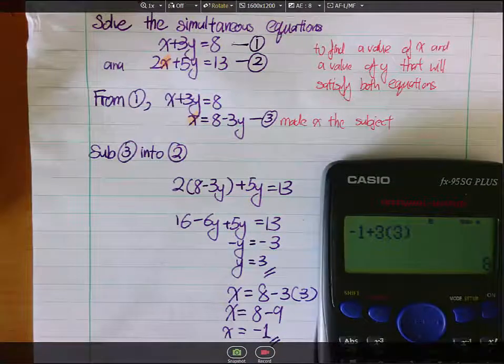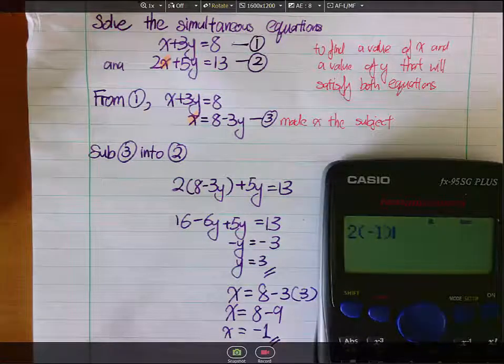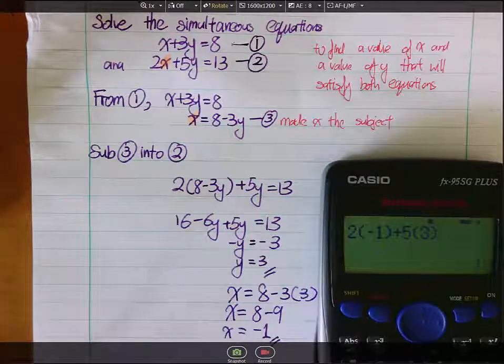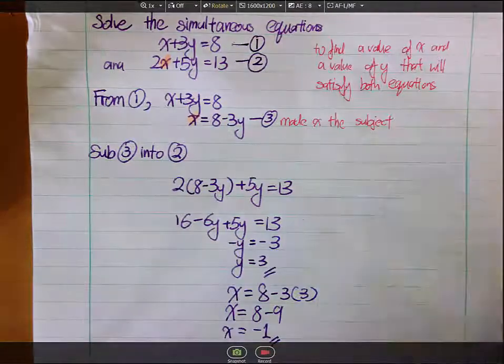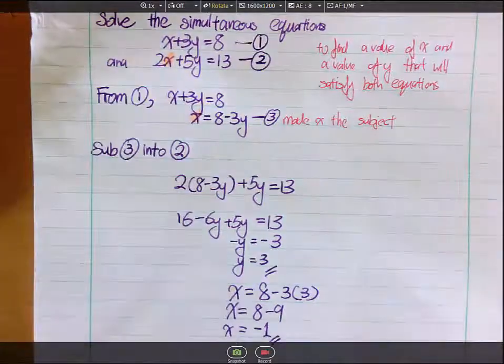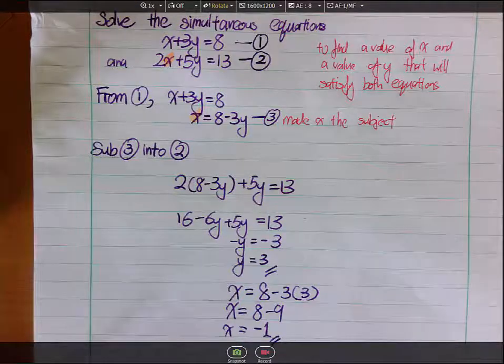Let's try to see if it satisfies the second equation as well. 2 times x, x is negative 1, plus 5y, y is 3, like this. Let's try to see. The answer is 13. Indeed, so this pair of values, x and y, will satisfy both equation 1 and equation 2. So that's what it means by solving simultaneous equations.